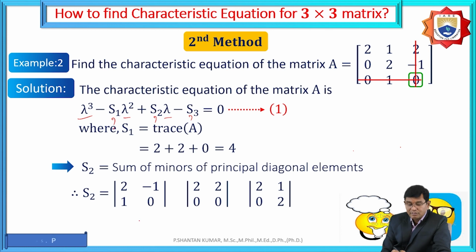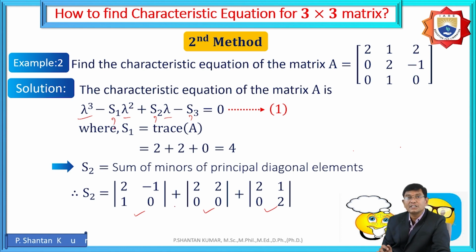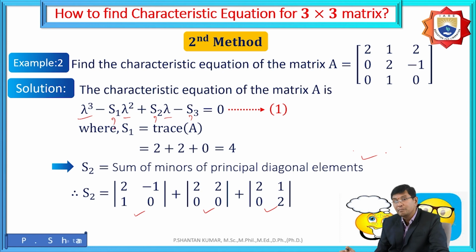That means the first minor is the determinant of 2, minus 1, 1, 0. Again, the second minor is 2, 2, 0, 0. And the third minor is 2, 1, 0, 2. We need to find the determinants of these particular minors, then add these three. That is the meaning of the sum of the minors of the principal diagonal elements.